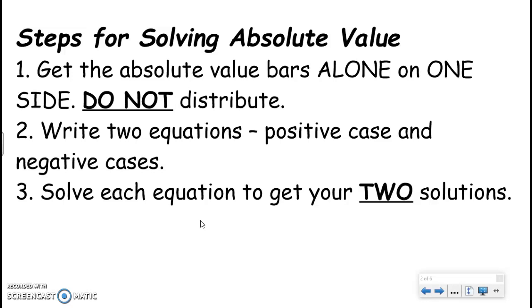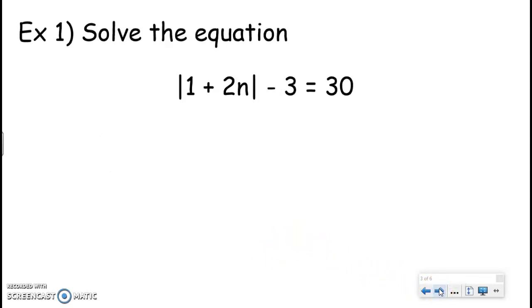First, get the absolute value bar alone on one side. Do not distribute. Then write two equations with a positive case and a negative case. Don't ever change the part that's inside the absolute value. Always change the answer part. And then solve each equation to get your two solutions. Let's go through 4 problems here, and then you're going to try the last 2 on that page by yourself.